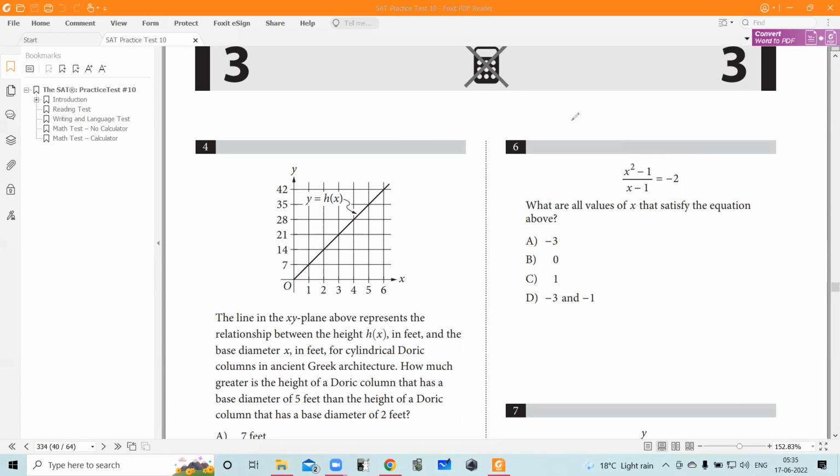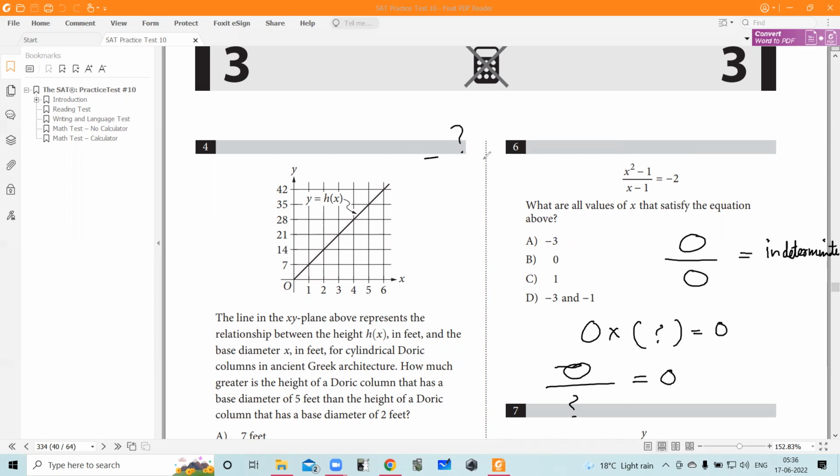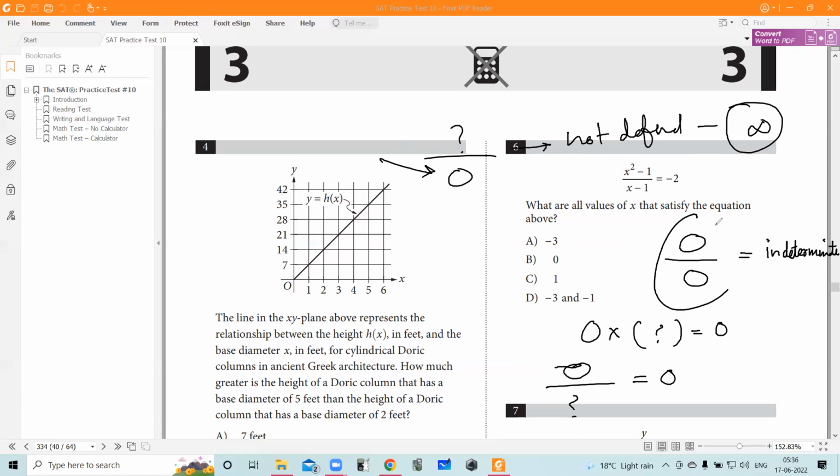So you'll be plugging in and checking. But if there's 0 divided by 0, it will be indeterminate, not defined. So you have to be a little bit cautious here. 0 multiplied by any number is 0. 0 divided by any number is 0. Any number divided by 0 is again not defined, or you can say it's infinity. So 0 should not be in the denominator, and 0 divided by 0 should not be there. Otherwise, it'll make other things 0.